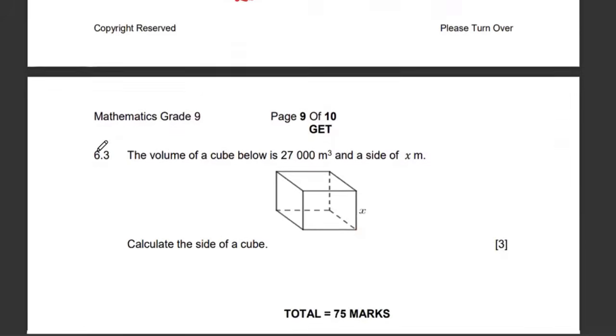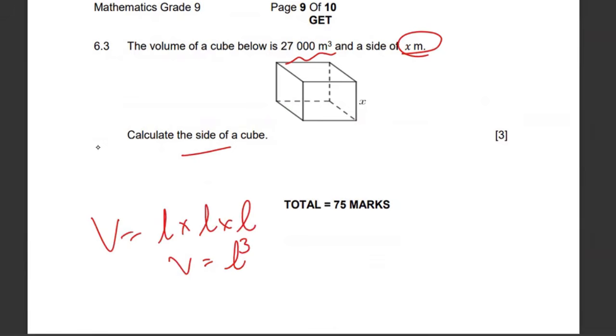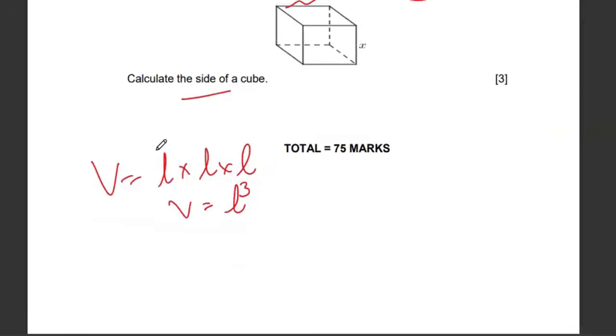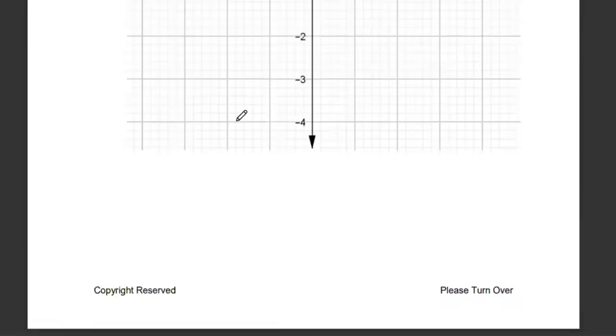All right, then 6.3, we have the volume as 27,000. The side is x, calculate the side. So we know that volume of a cube is L times L times L, which is L cubed. Then if I replace the volume with 27,000, I have to find the cube root on either side, which is going to be 30 meters.